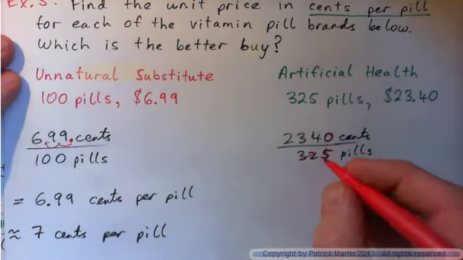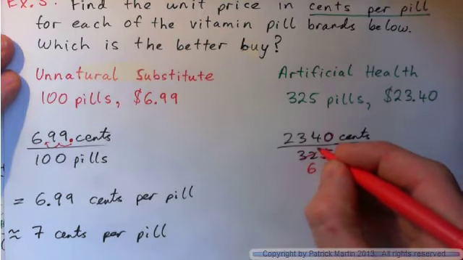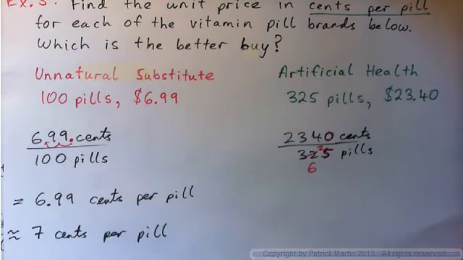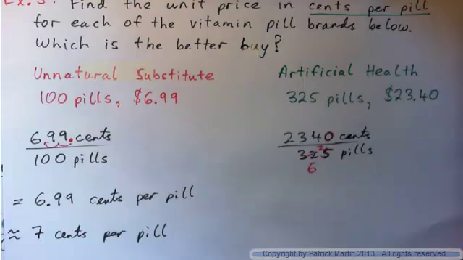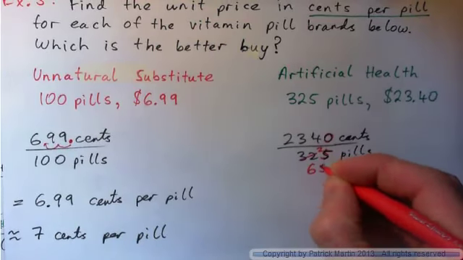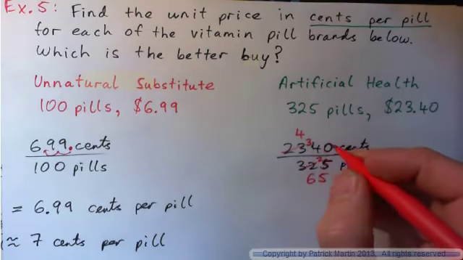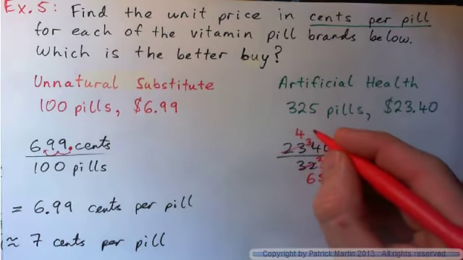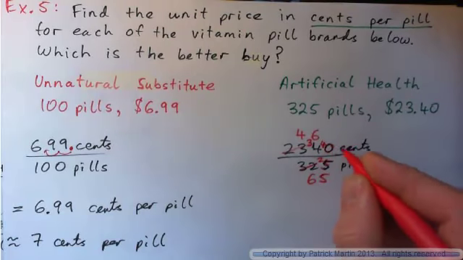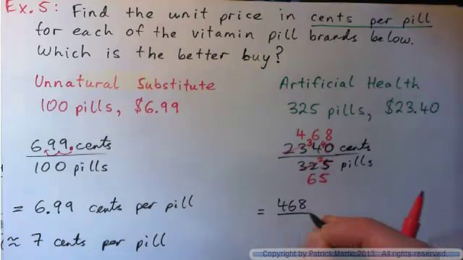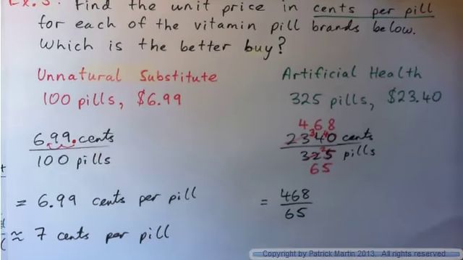So 5 into 30 goes 6 times, remainder 2. 5 into 25 goes 5 times. And then let's have a look at the top. 5 into 23, 4 times, remainder 3. 5 into 34, 6 times, remainder 4. 5 into 40, 8 times. So I'm getting 468 over 65, right?